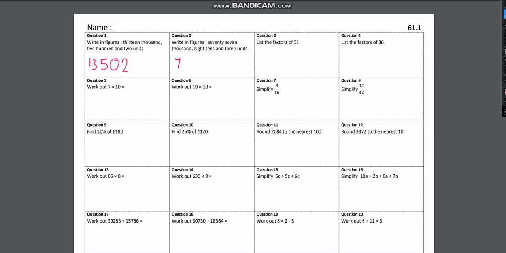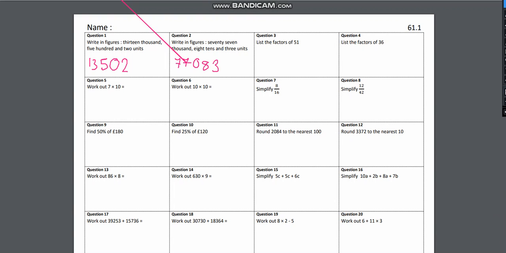Next one, write in figures 77,000, 8 tens and 3 units, okay? So we've got our 77,000. Now next up we should have hundreds, but we don't have any of those, so we're going to have a 0. And then we're going to have 8 tens, and we're going to have 3 units. Okay, so we should have 77,083.